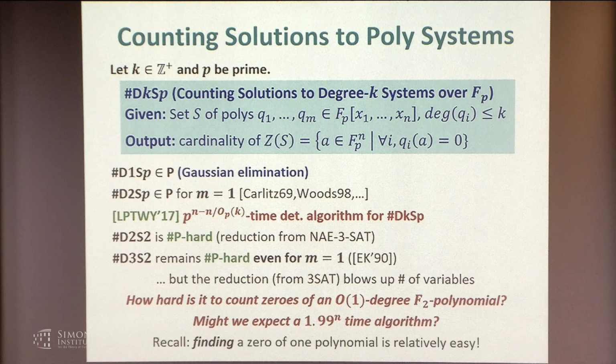Okay. And so recall, finding a zero of one polynomial is relatively easy. This we can do. So it's really a problem of counting versus finding. So finding is polynomial time. Is it exponentially hard to count or not? That's the question we're asking.